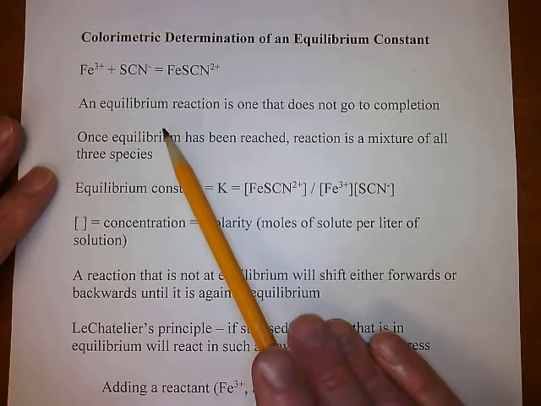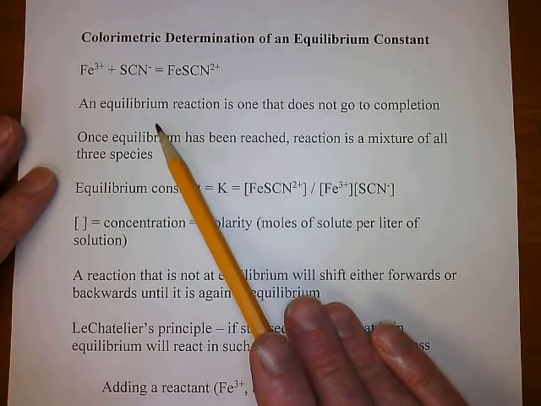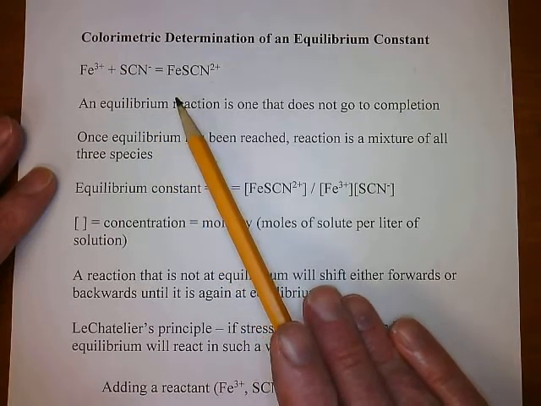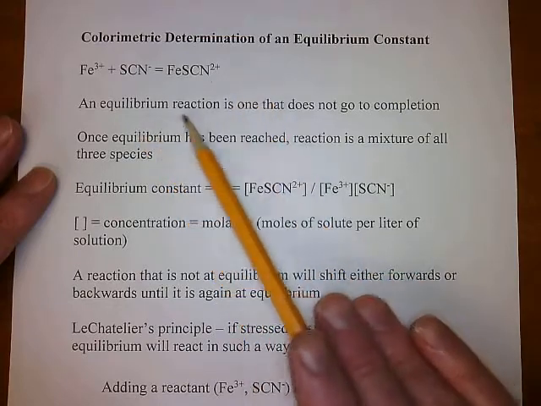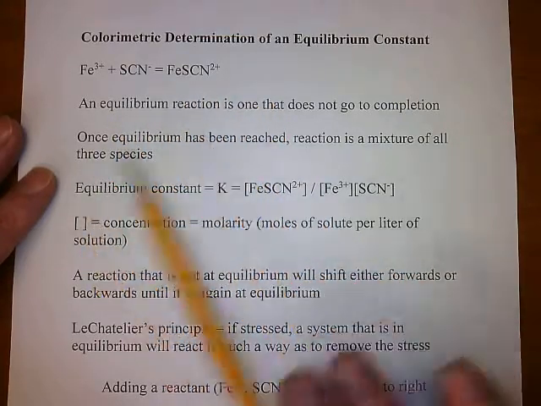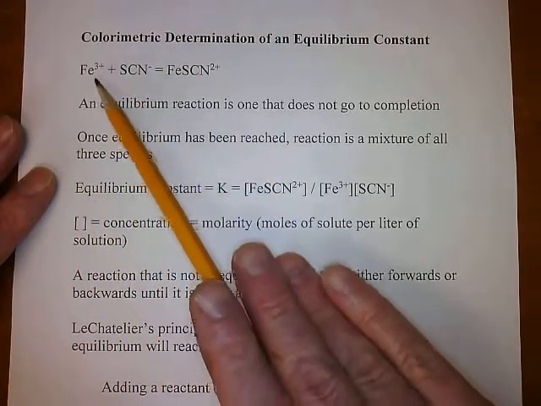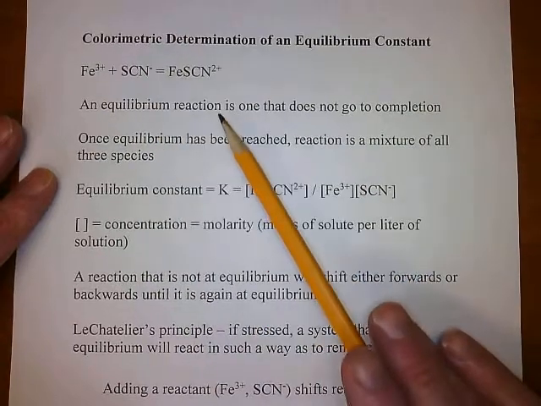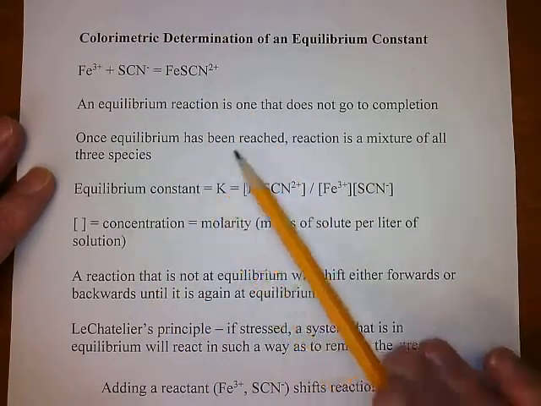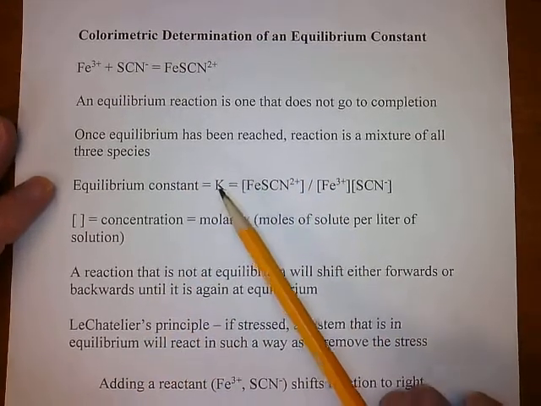You might not have got to this in the lecture yet. An equilibrium reaction is one that does not go to completion. In other words, once the reaction has gone as far as it's going to, you still have a mixture of products and reactants. At equilibrium, you have a mixture of iron 3 ion, thiocyanate ion, and the iron thiocyanate complex. So your equilibrium is a mixture of all three species.